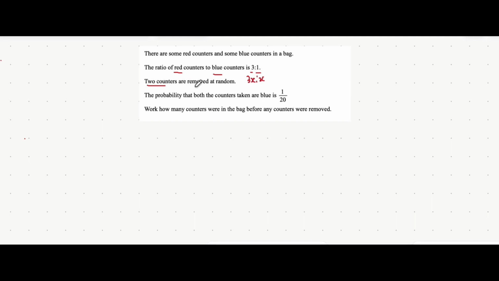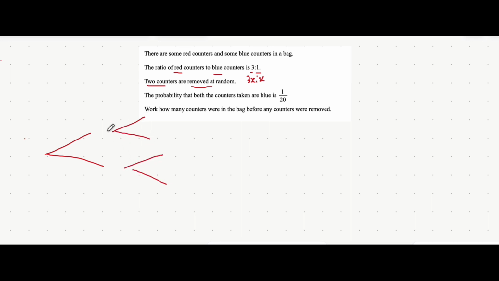It also tells you 2 counters are removed at random. If 1 counter is removed and it doesn't specifically tell you that it's put back into the bag, then we always assume that it's not put back in the bag. So we're going to draw a tree diagram out to represent both counters being pulled out.